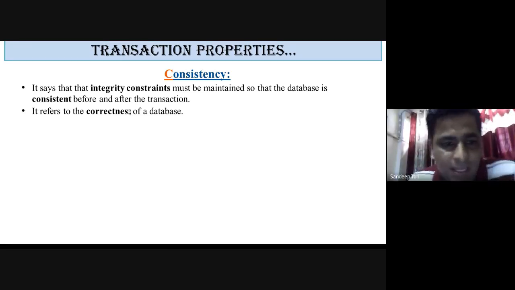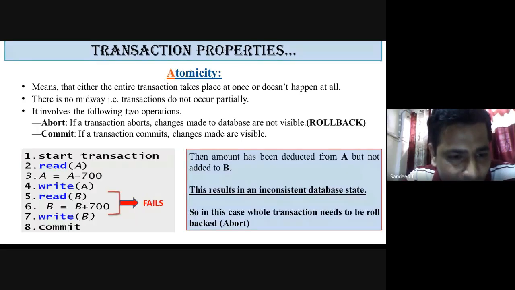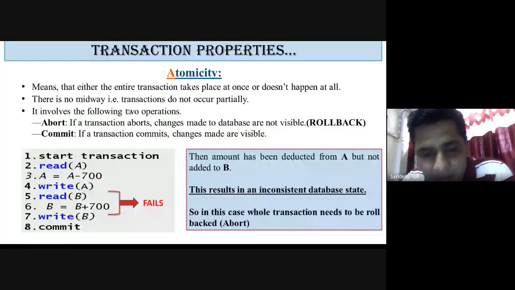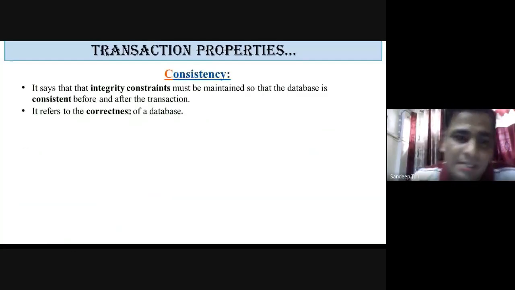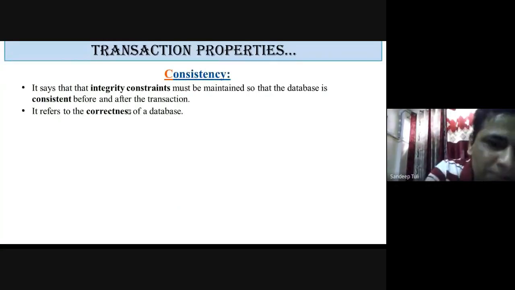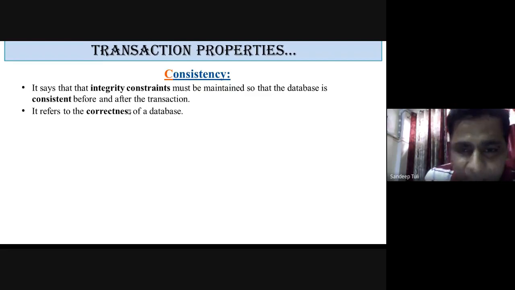Consistency, in simple words, refers to the correctness of the database. I have just explained before that the sum of the values of A and B must be the same before the start of the transaction and after the transaction. So that is what correctness means. Actually, consistency means that the database must follow some integrity constraints that you have already studied.